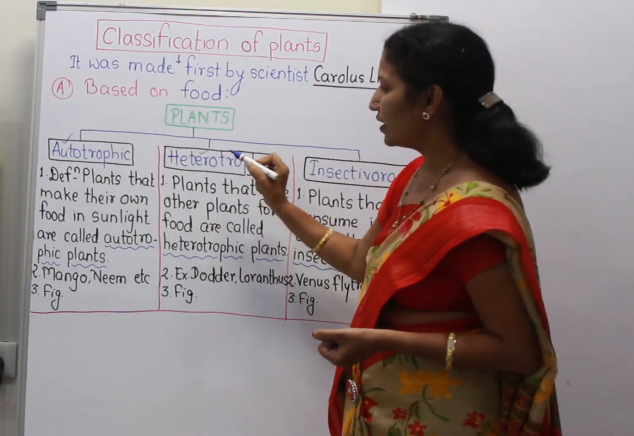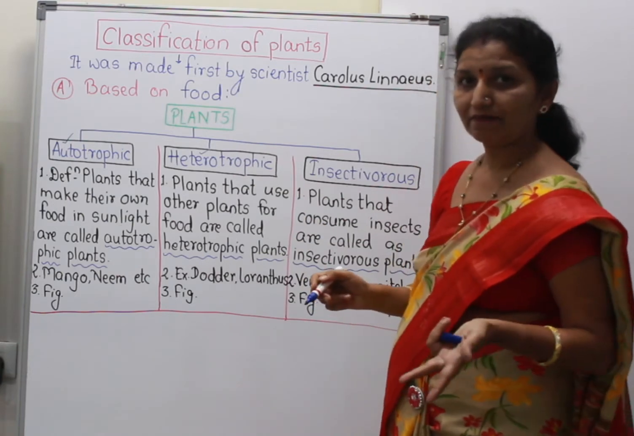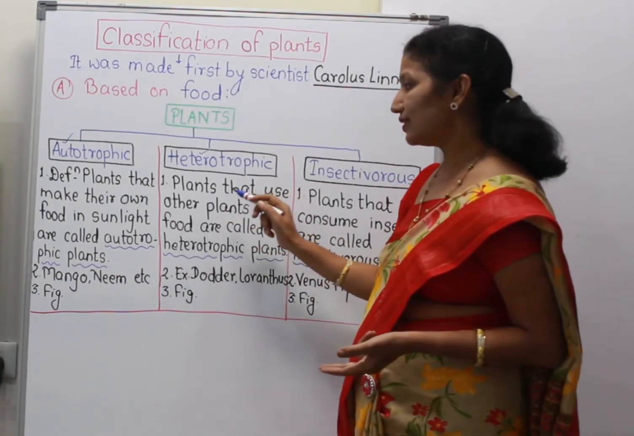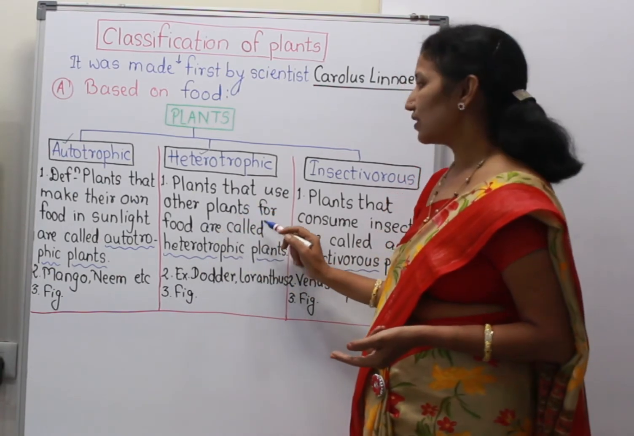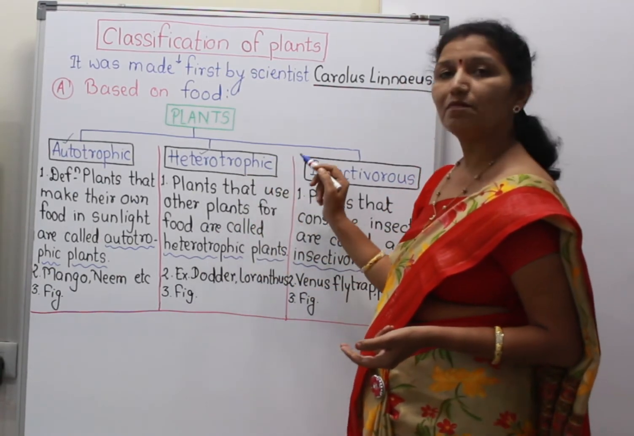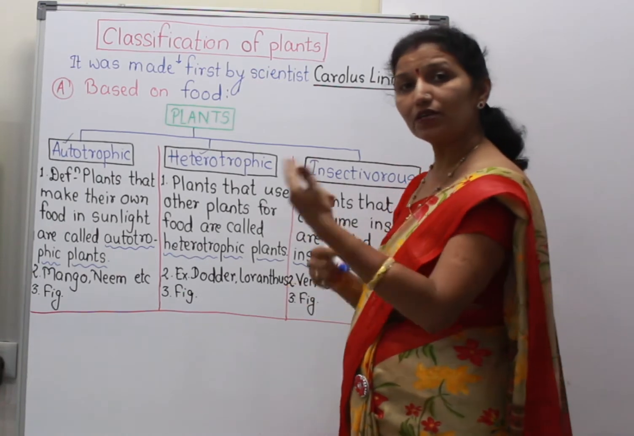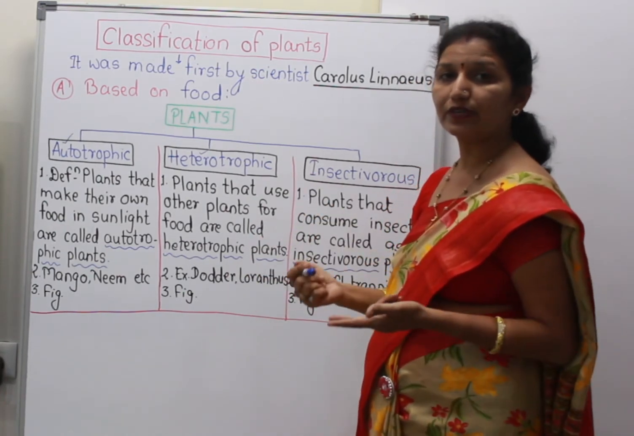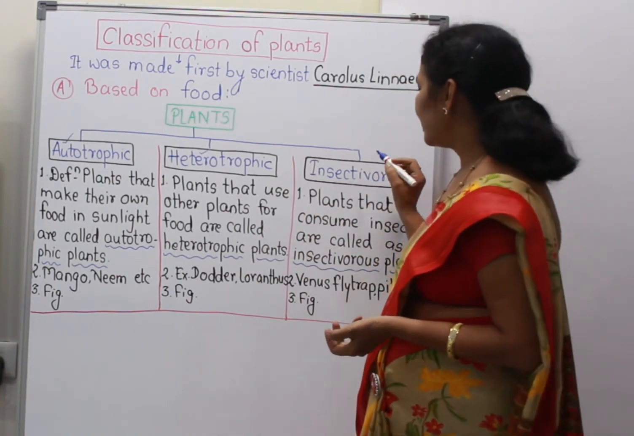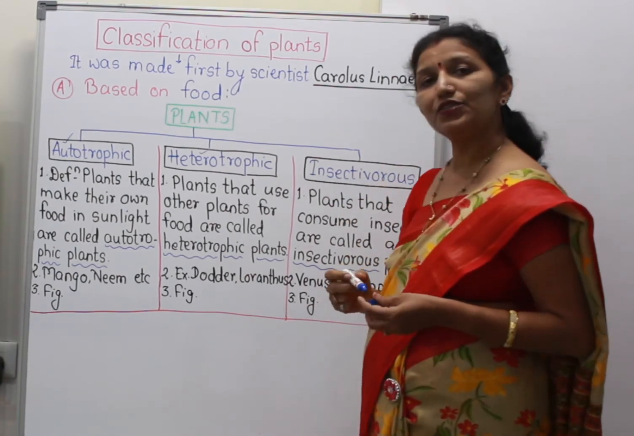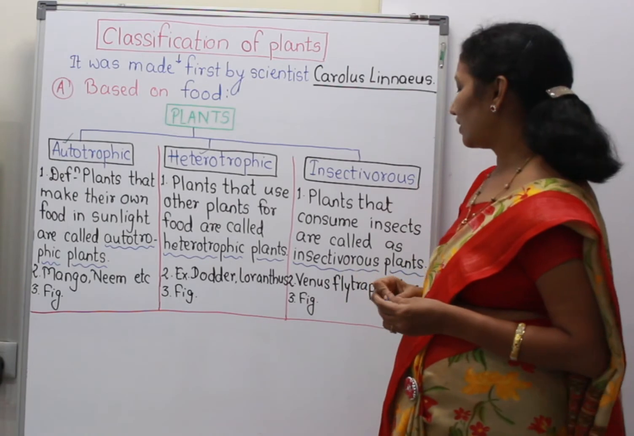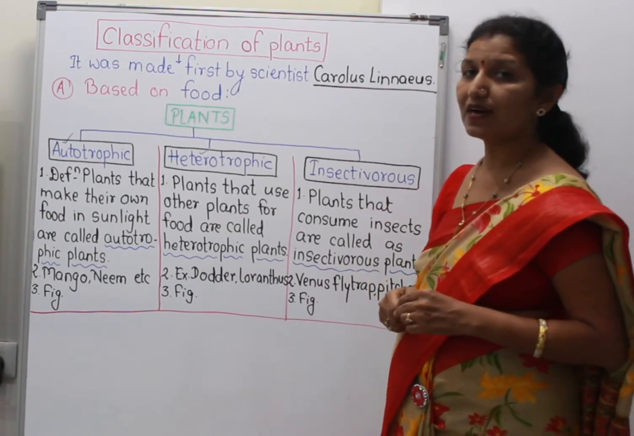And hetero means others. That's why plants that use other plants for food, they are called heterotrophic plants because they depend on others for their food, for their nutrition. And insectivorous plants, in that plants that consume insects, they are called insectivorous plants.